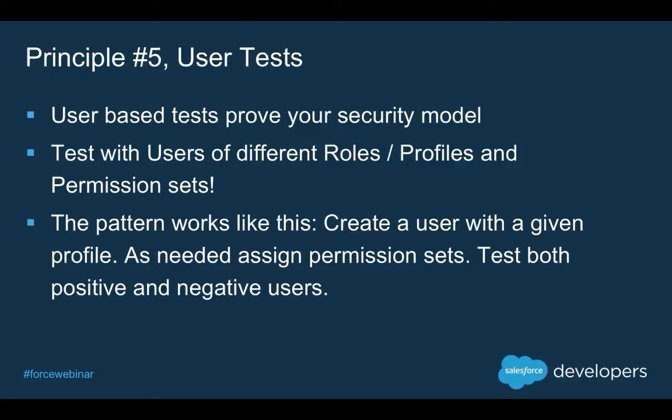And when you're writing tests that are user tests, you're going to write both positive user tests and negative user tests. And the pattern works something like this. You're going to create a user with a given profile. If needed, you're going to assign that user a given permission set, and then you're going to test that they can access data or that they should not be able to access data. So here's how that looks in terms of code.